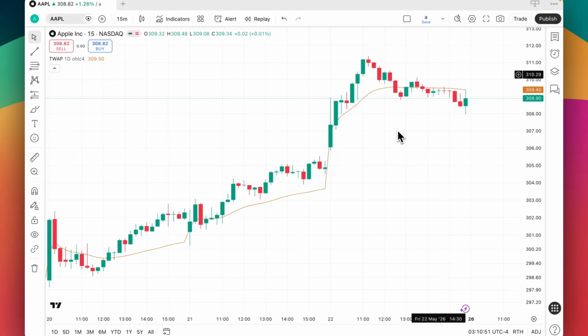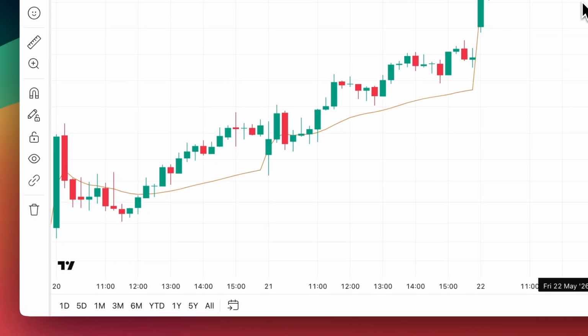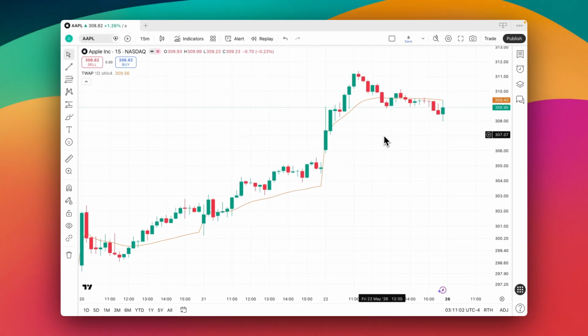So here's how to read it. When price is above the TWAP, the asset is trading above its time-weighted average for the session, so buyers are in control. When price is below, sellers are in control. Now, the key difference from VWAP is that it ignores volume entirely.